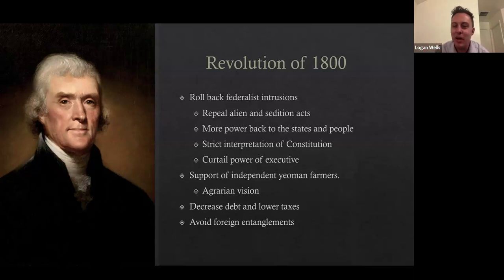Right. But he also wanted to avoid foreign entanglements as well. But unfortunately, this was a little bit difficult, right? You still had the British, who were still at war with France, and the British were still impressing American sailors into their navy, right? And they still were stopping and seizing American merchant ships at this time.